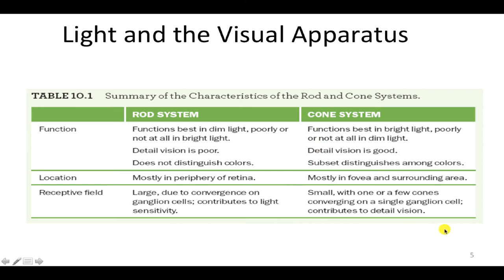The cone system, you can see here, works differently. They work best in bright light, not at all or very poorly in dim light. Detail is good. Color vision is possible. They help us distinguish between colors. They are found mostly in the center, in the fovea, where our highest resolution vision is, which makes sense. They have small receptive fields, and in addition, only one or a very small number of cones will come together onto a single ganglion cell, allowing the brain to receive a very high resolution, high detail image of what is being seen in the visual field.